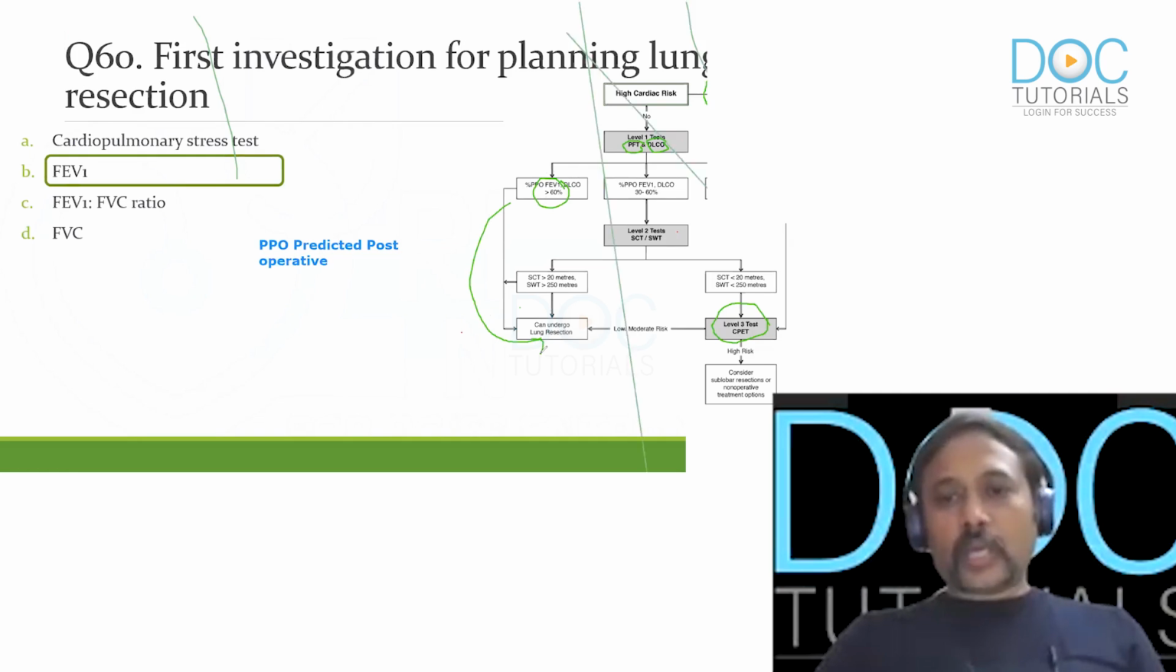Okay, so when you have a predicted postoperative value of either FEV1 or DLCO which is more than 60%, then you can straight away say that the patient can undergo a lung resection. Okay, so that is the first test that you need to remember.